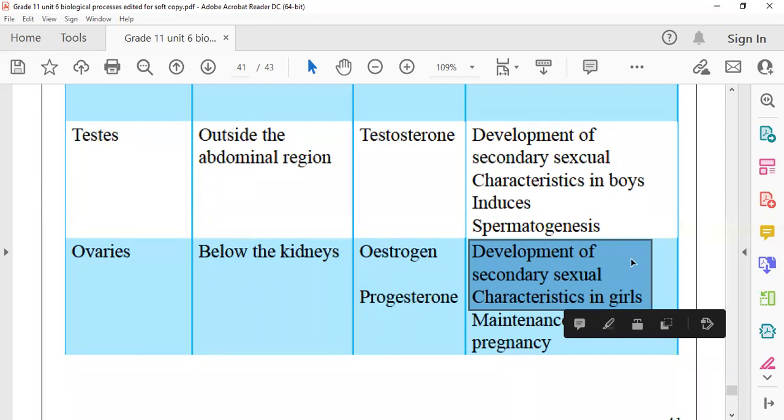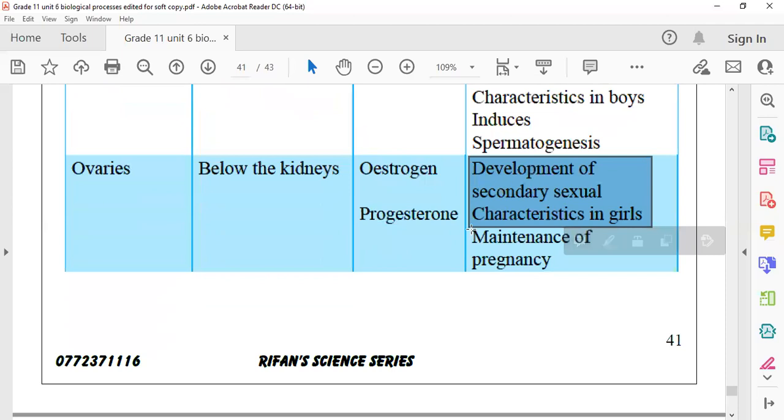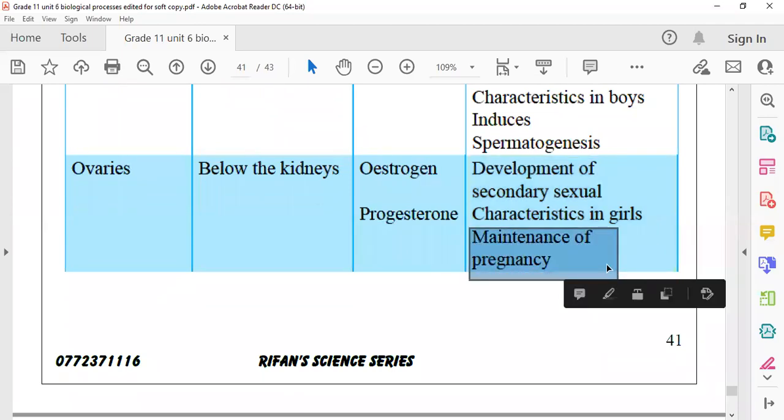And finally, progesterone, it is doing this work. What is the work? It maintains pregnancy. If progesterone is not there, a child living in the uterus of a mother will be aborted. Are you clear?